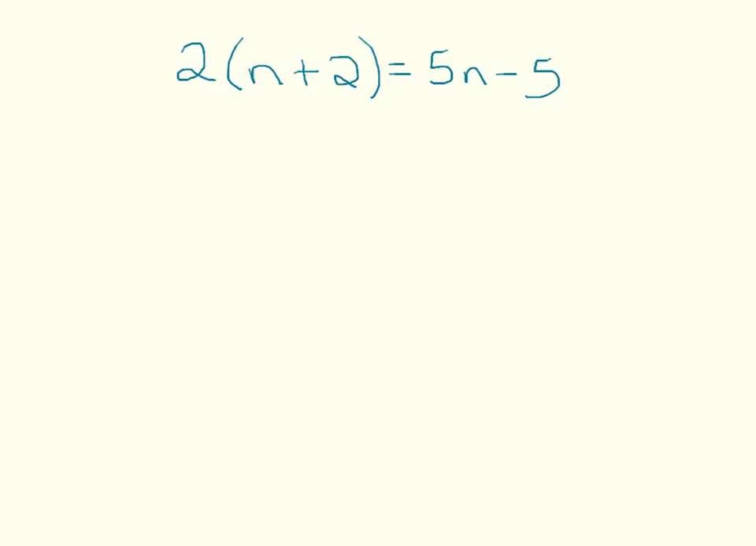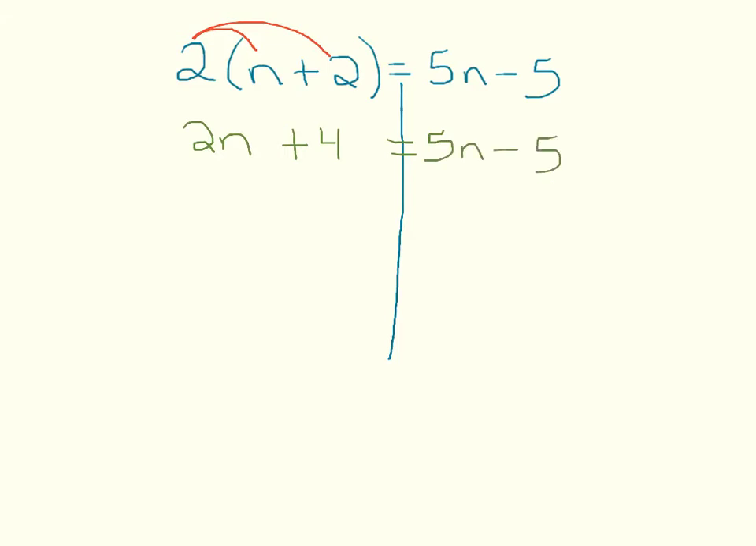Here's our first example. 2 times n plus 2 equals 5n minus 5. So first step is to distribute everywhere. And in this case, we just have one set of parentheses that we will distribute. So this becomes 2 times n, which is 2n, and then 2 times 2, which is 4. 2n plus 4 equals 5n minus 5. Step number 2 is to combine like terms that are on the same side of this equal sign, but there are no like terms that are on the same side.